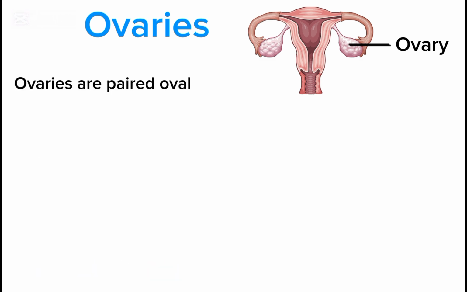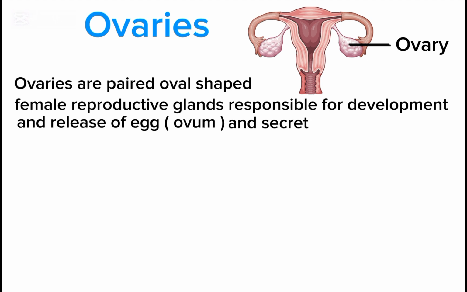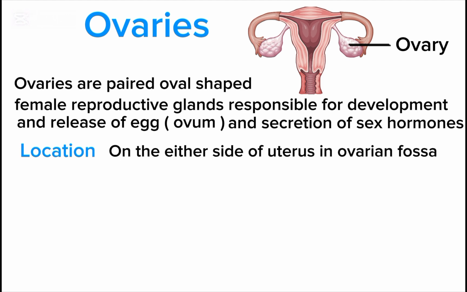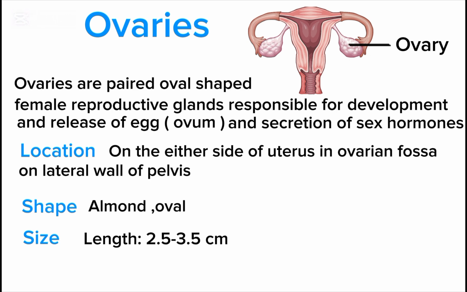Ovaries are paired, oval shaped female reproductive glands that are responsible for development and release of egg, that is also known as ova, and secretion of hormones, which includes estrogen and progesterone. Ovaries are located on either side of the uterus in the ovarian fossa on the lateral wall of the pelvis. They are almond oval shaped glands. They are about 2.5 to 3.5 centimeter long, 2 centimeter wide and 1 centimeter thick.